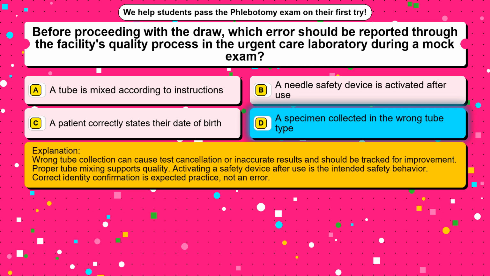Wrong tube collection can cause test cancellation or inaccurate results and should be tracked for improvement. Proper tube mixing supports quality. Activating a safety device after use is the intended safety behavior. Correct identity confirmation is expected practice, not an error.